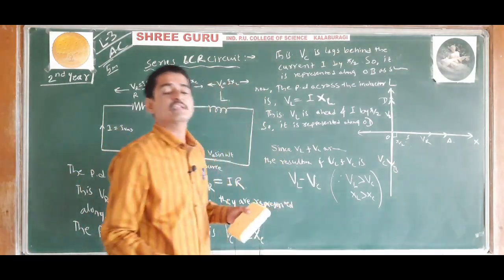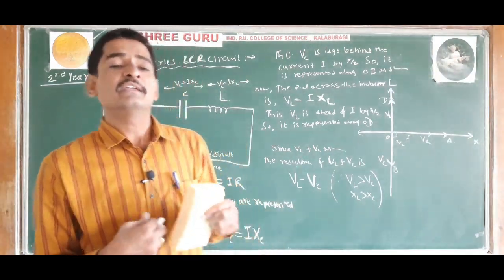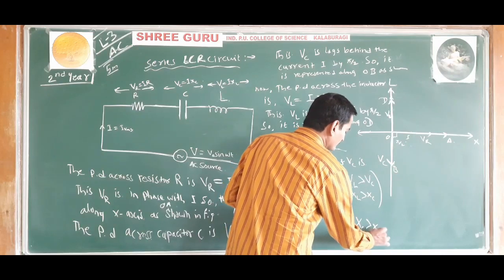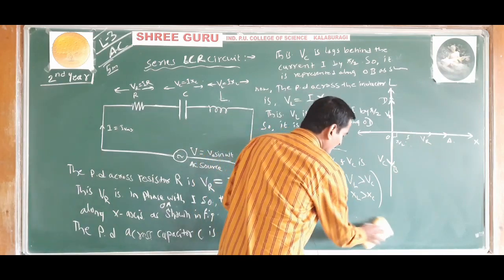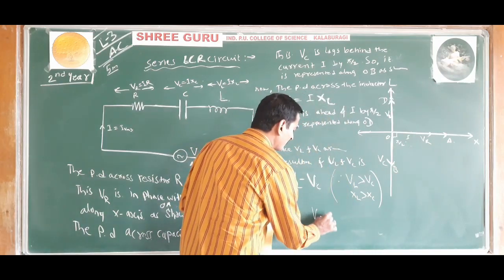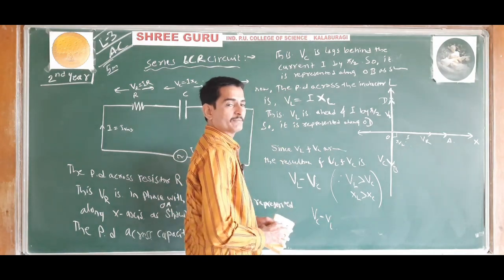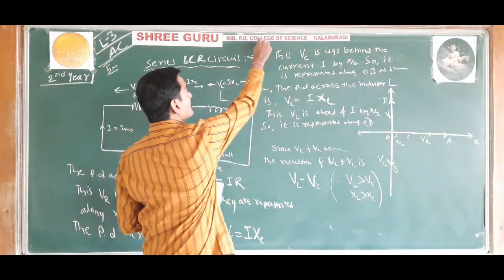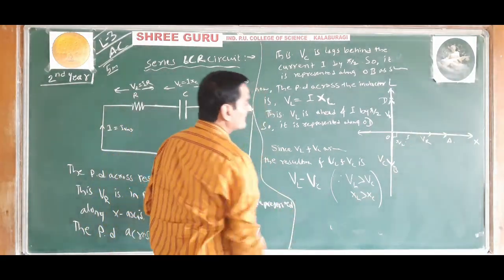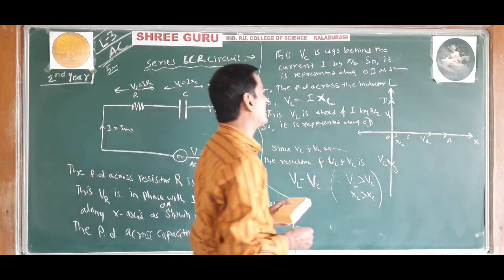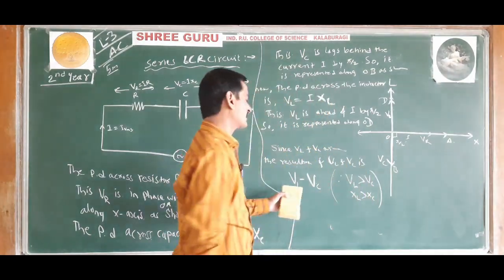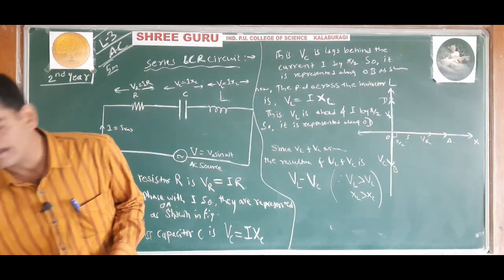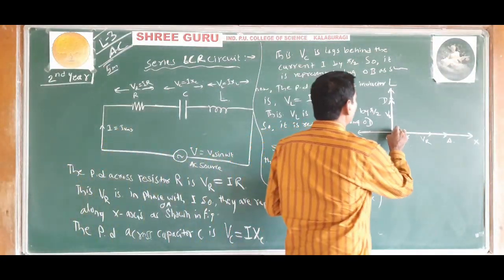Remember that we have taken XL as greater than XC, so therefore the resultant of VL and VC will be VL minus VC. If XC is taken as greater than XL, then the resultant will be VC minus VL. Understood? And this resultant will be along the largest one. Largest one is VL. So this resultant is represented along OD.